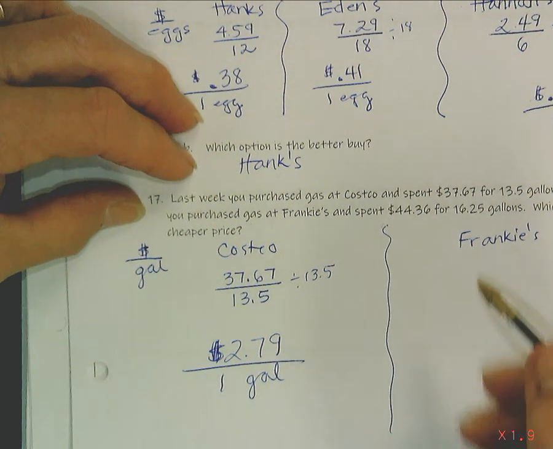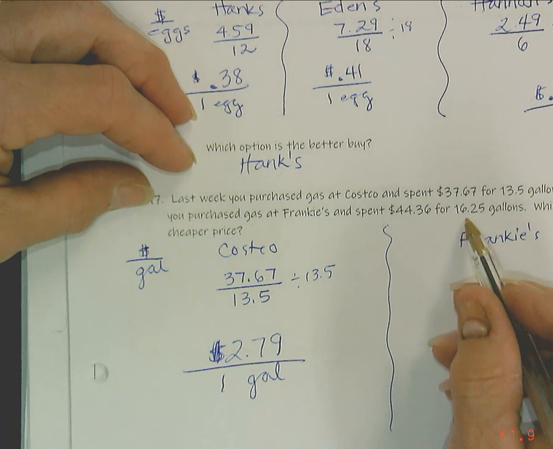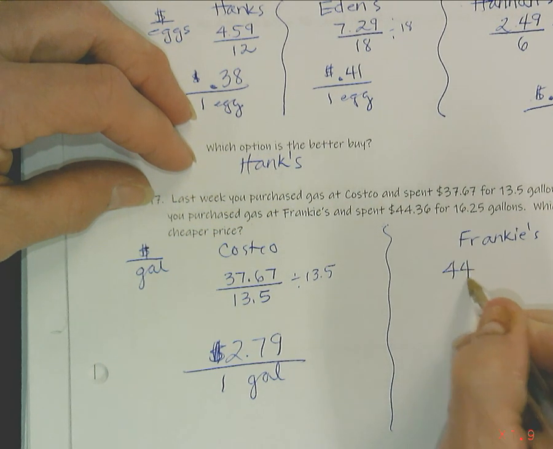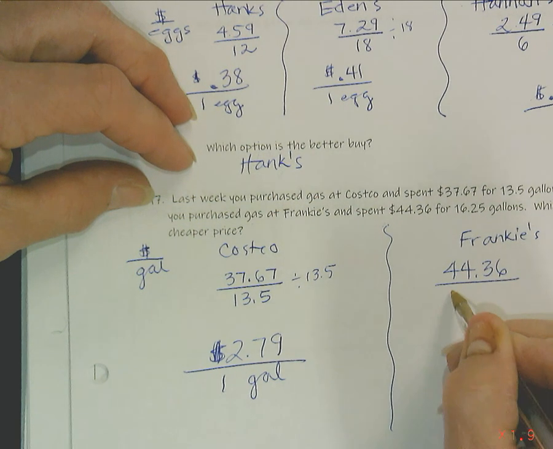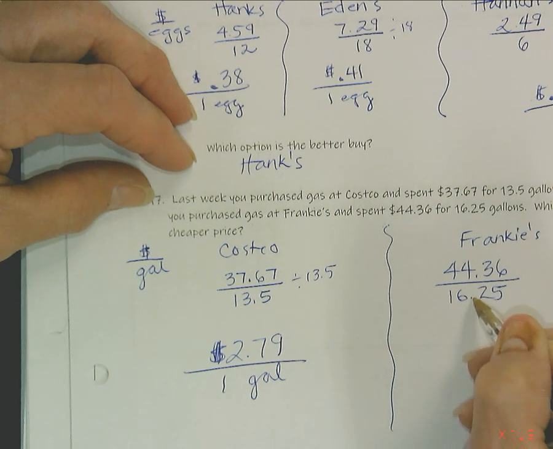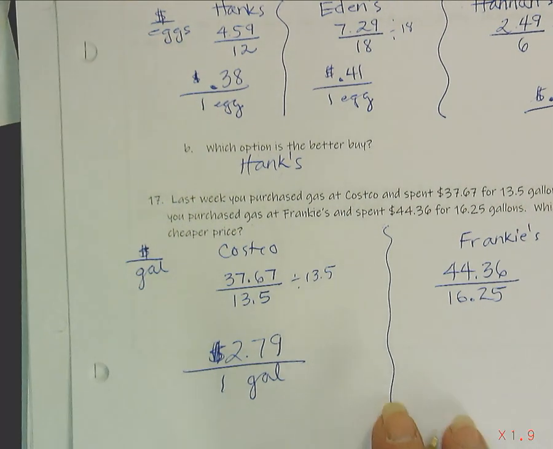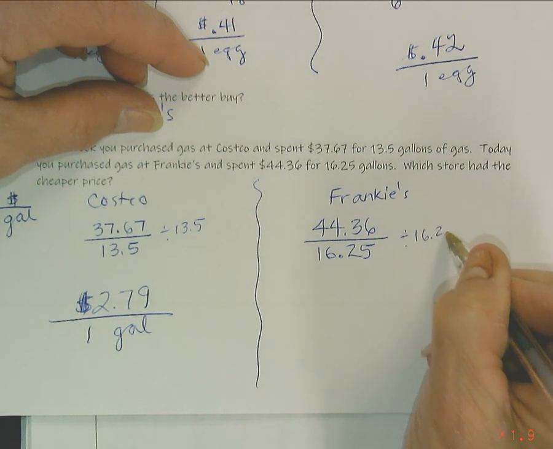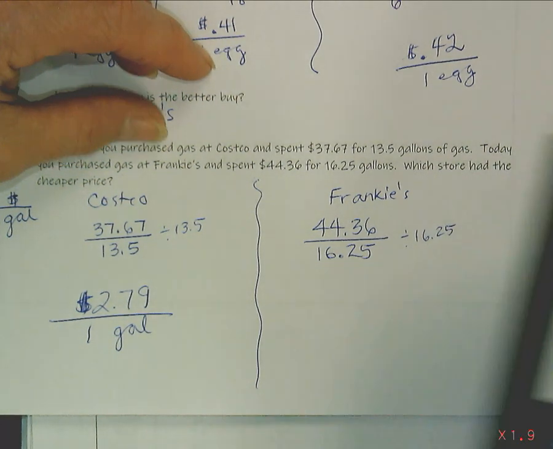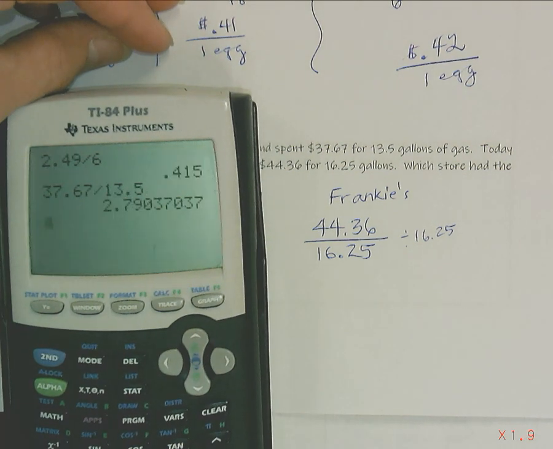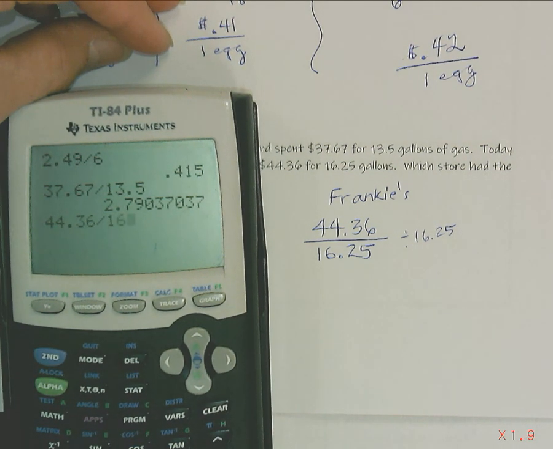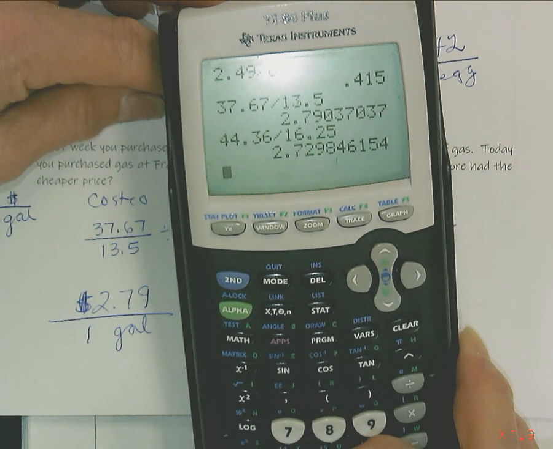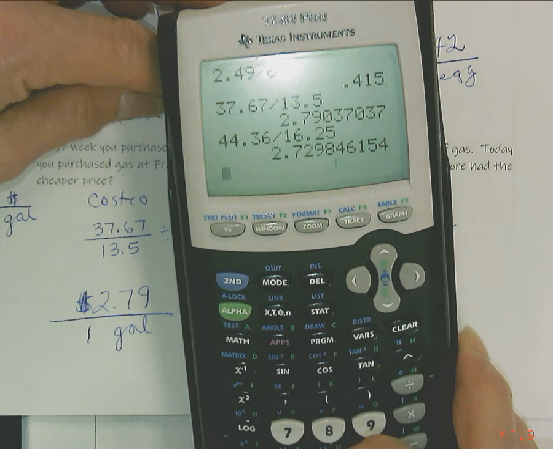Okay. Now at Frankie's, we needed more gas. We got more gas and spent more money. So until we find a unit rate, it's going to be hard to know which costs more per gallon. So let's divide by 16.25 and see what Frankie's cost. 44.36 divided by 16.25. All right, that's what's in my calculator. What's the price per gallon? $2.73.